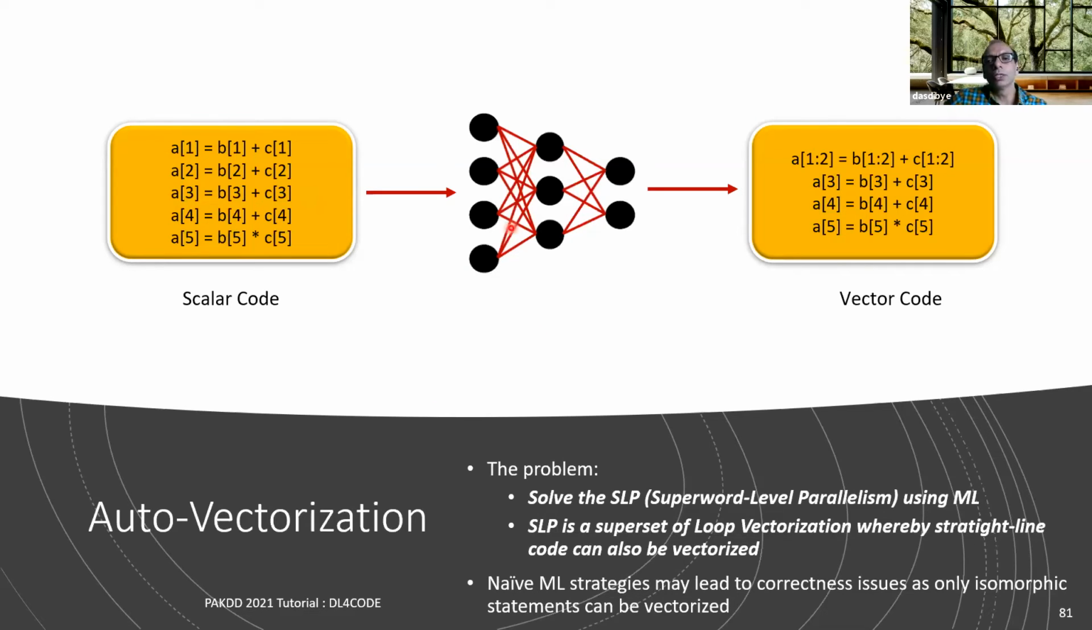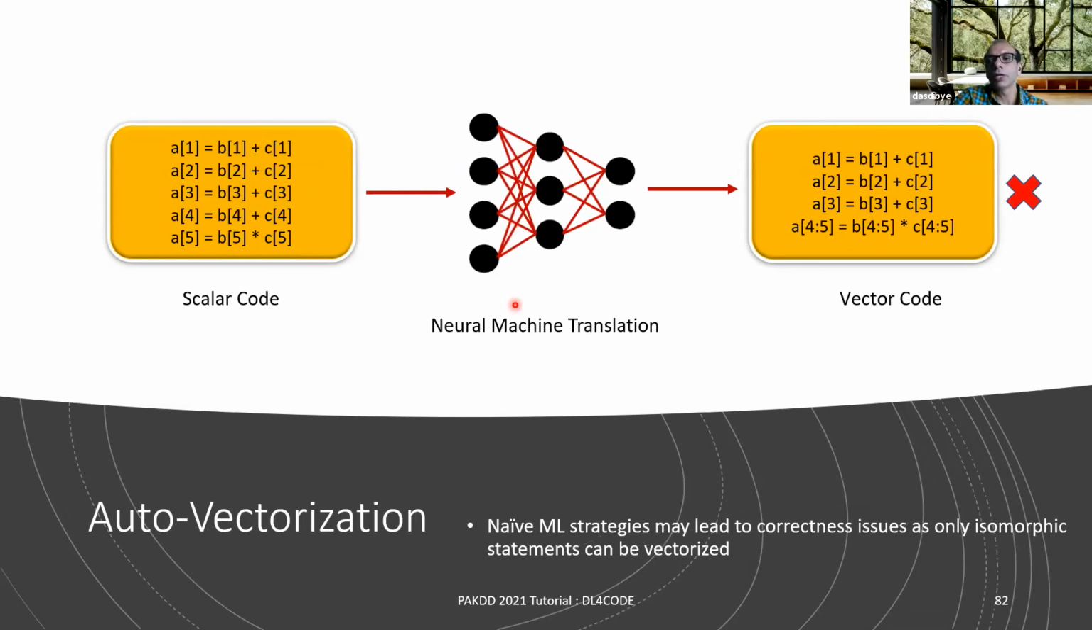If you do a naive ML strategy, what can happen? Let's say you don't understand everything about the correctness. You somehow try to pack A4 and A5, and you see immediately that's going to be wrong, because one of them is a plus operation and the other is a multiply operation. You really cannot pack them together, because for SLP vectorization, you will need what are called isomorphic operations. That is, you should have similar kind of memory access.